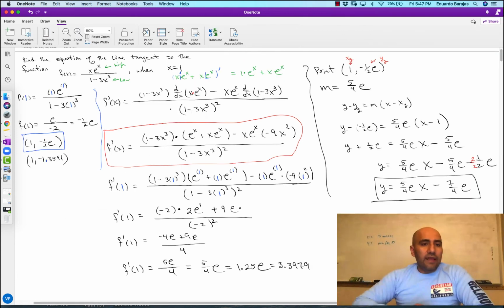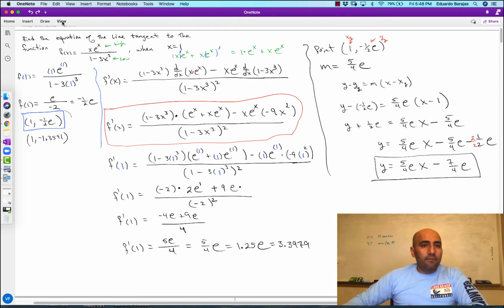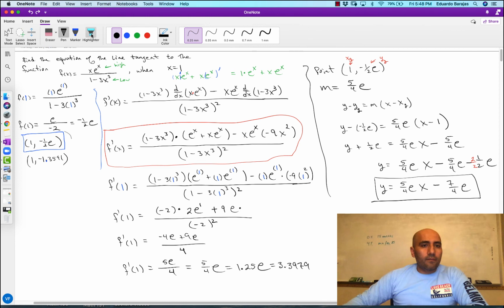Okay, so we were given a rational function and we're asked to find the equation of the line tangent to the function when x equals 1. So we first of all need to evaluate our function at x equals 1 to figure out the ordered pair that's on our function. We did that here. That's how we got this point, which is 1 comma negative 1/2 e.